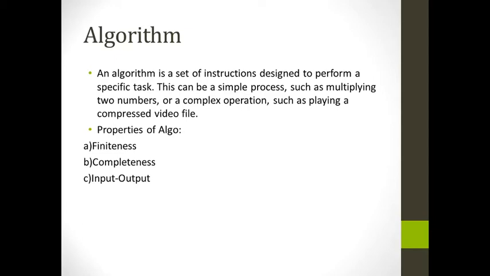The second one is completeness. Completeness means if we want to perform any particular task, it should be complete. It provides output according to the user's requirement. It fulfills all the objectives of a program. And there can be a specific input and output of a particular program.